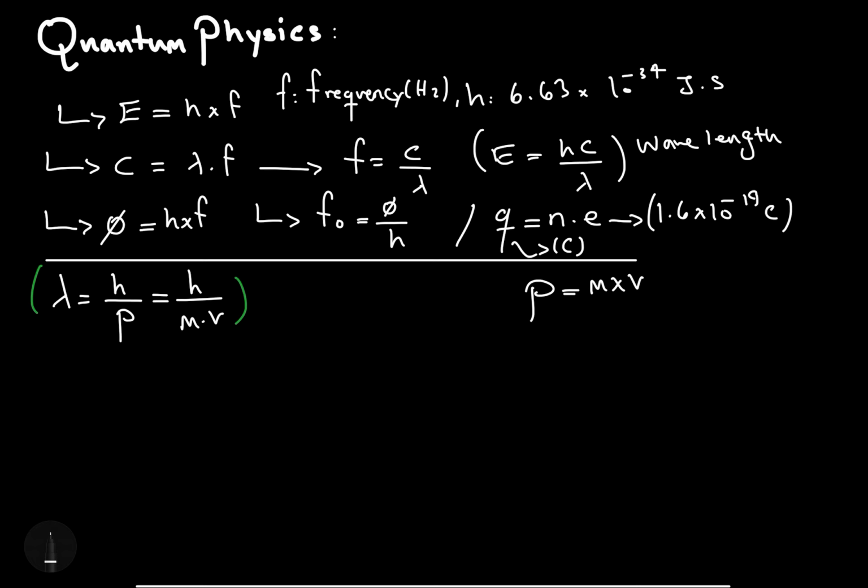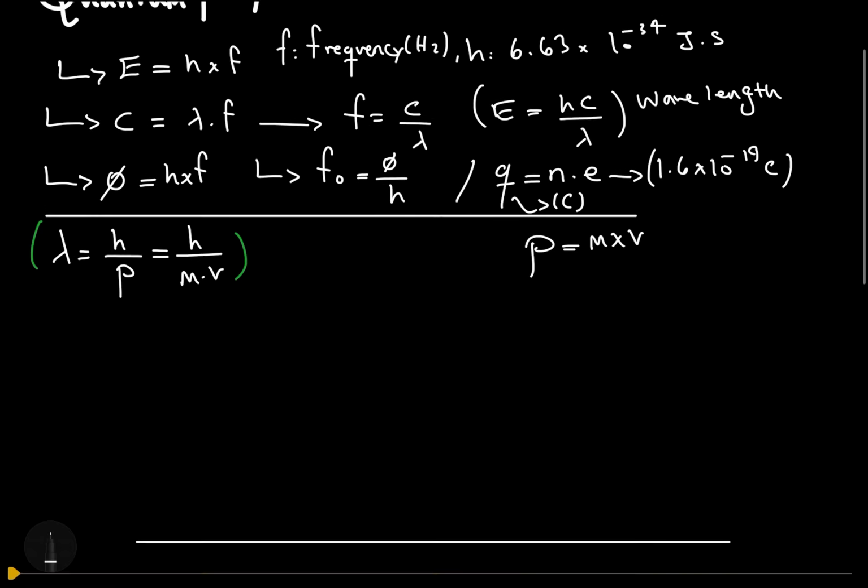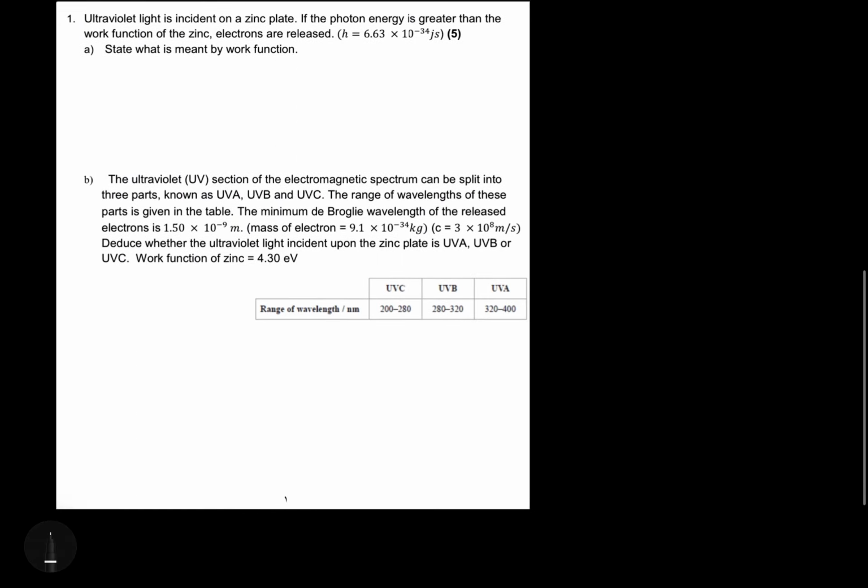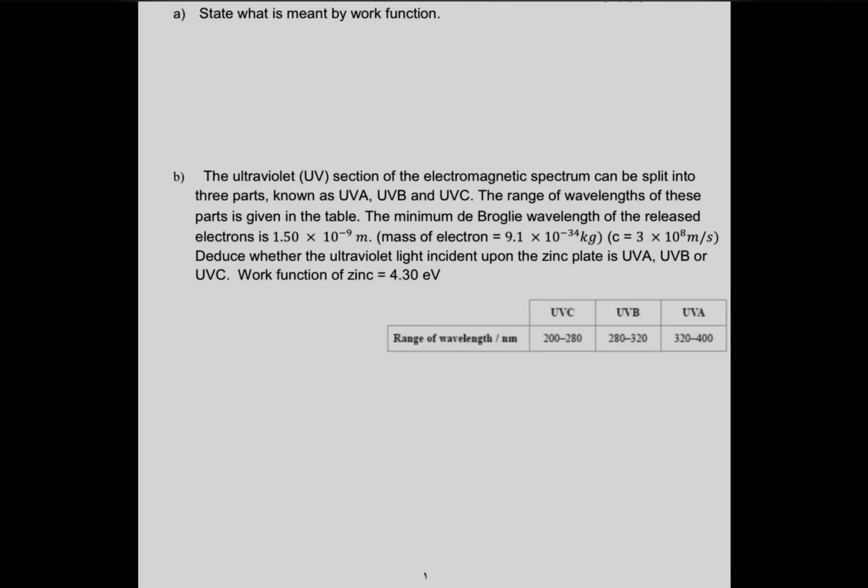This is basically going to be the summary of what you need to know in order to solve a question. And we're going to quickly take a look at a very difficult question, I would say, that came up in one of the newest A-level exams, so you get a better idea of how to solve questions. So over here, it says that ultraviolet light is incident on a zinc plate. So obviously that's an example of the photoelectric effect.